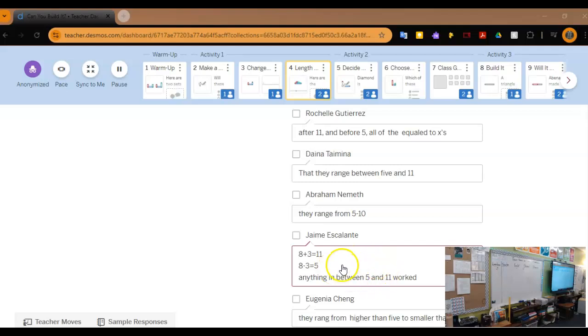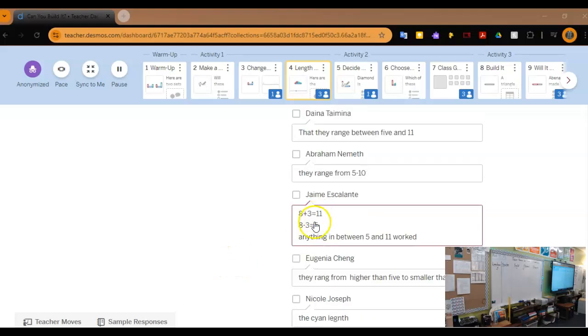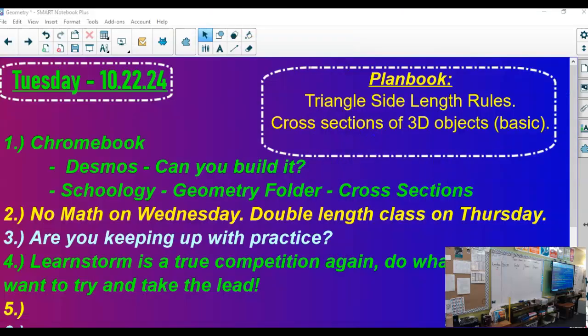Okay, so even answers like this, Jaime Escalante, I don't know if you're telling me that my side could be 5 and it could be 11, or can it not be 5 and can it not be 11? Or could it be one of them and not the other? Like, I hear what you're saying and your math is true, but I don't know what you actually mean. All right, keep going. I want to give you a couple more minutes before we try to formalize this.